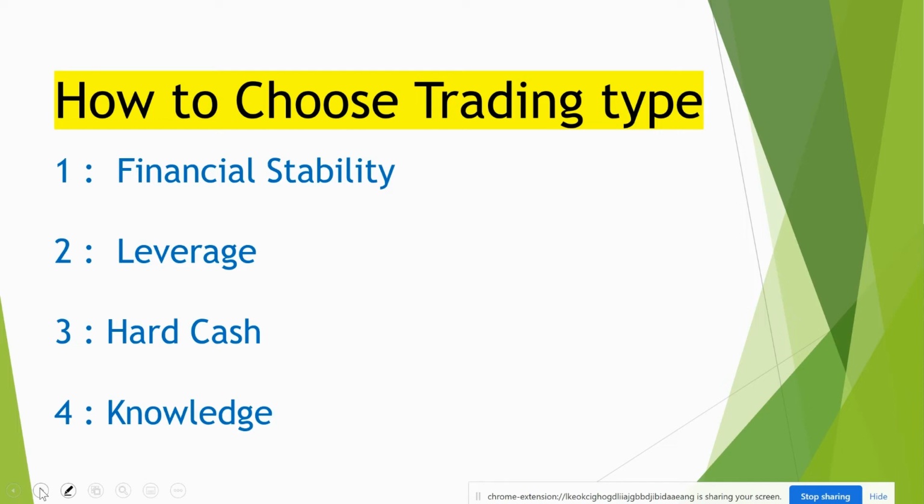Okay, how to choose a trading type. Basically you would be knowing, we have commodity MCX, we have option trading, future trading, equity cash, currency trading and all, right? And crypto and many other things, right? So how are you going to decide which trading type you have to choose? And what are the parameters?